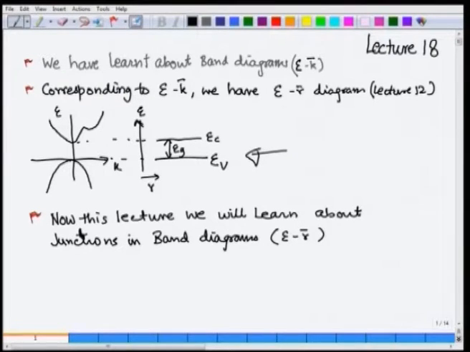And then from this point on, we started deriving the carrier statistics, equilibrium carrier statistics, and we went up to carrier freeze out in the previous lecture. Now we are moving on. What we are going to do in this lecture is learn about junction band diagrams. What happens if you join two semiconductors together, and how would the band diagram of this kind, E versus position, look like in that case if you join two materials.